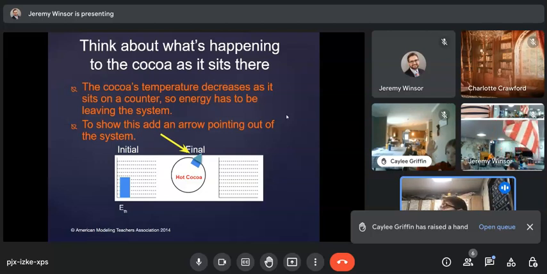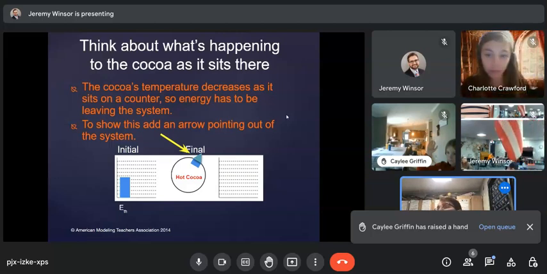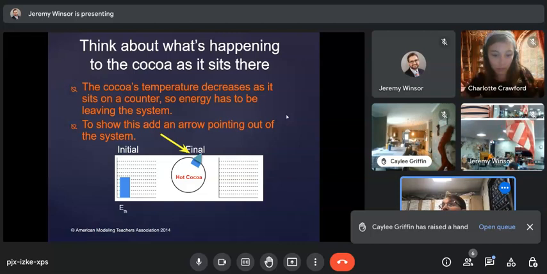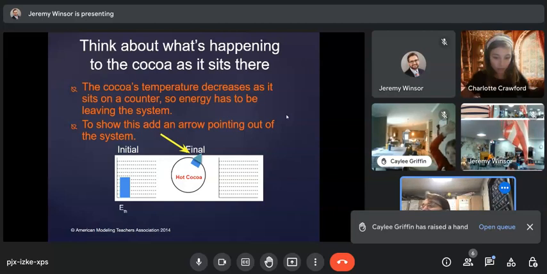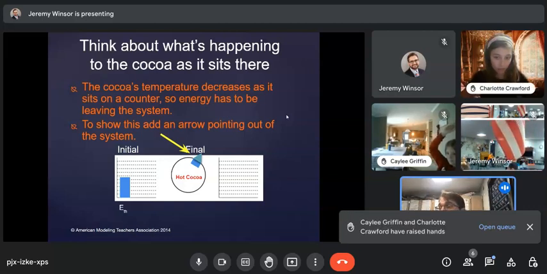What is happening to that hot cocoa as it sits out on the counter for an hour? Jace? It's cooling. So is energy entering the hot cocoa or leaving the hot cocoa? It's leaving. So if energy is leaving the system, we are going to put an arrow on hot cocoa pointing outward. This tells us that energy is leaving the hot cocoa.